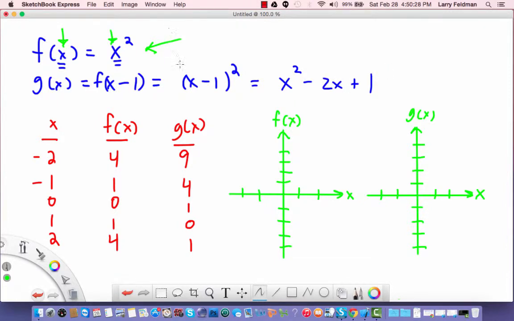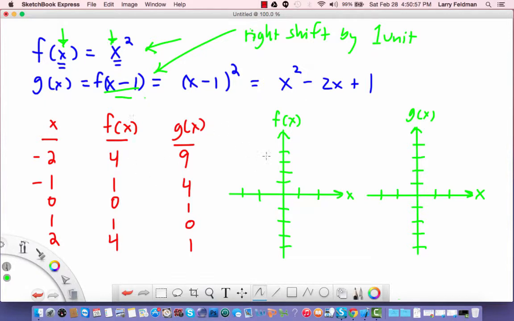In the first video about transformations, we discussed the fact that this type of transformation was a right shift by 1 unit. And I would encourage you to view that other video before watching this one to understand the background and why this is a shift to the right by 1 unit.